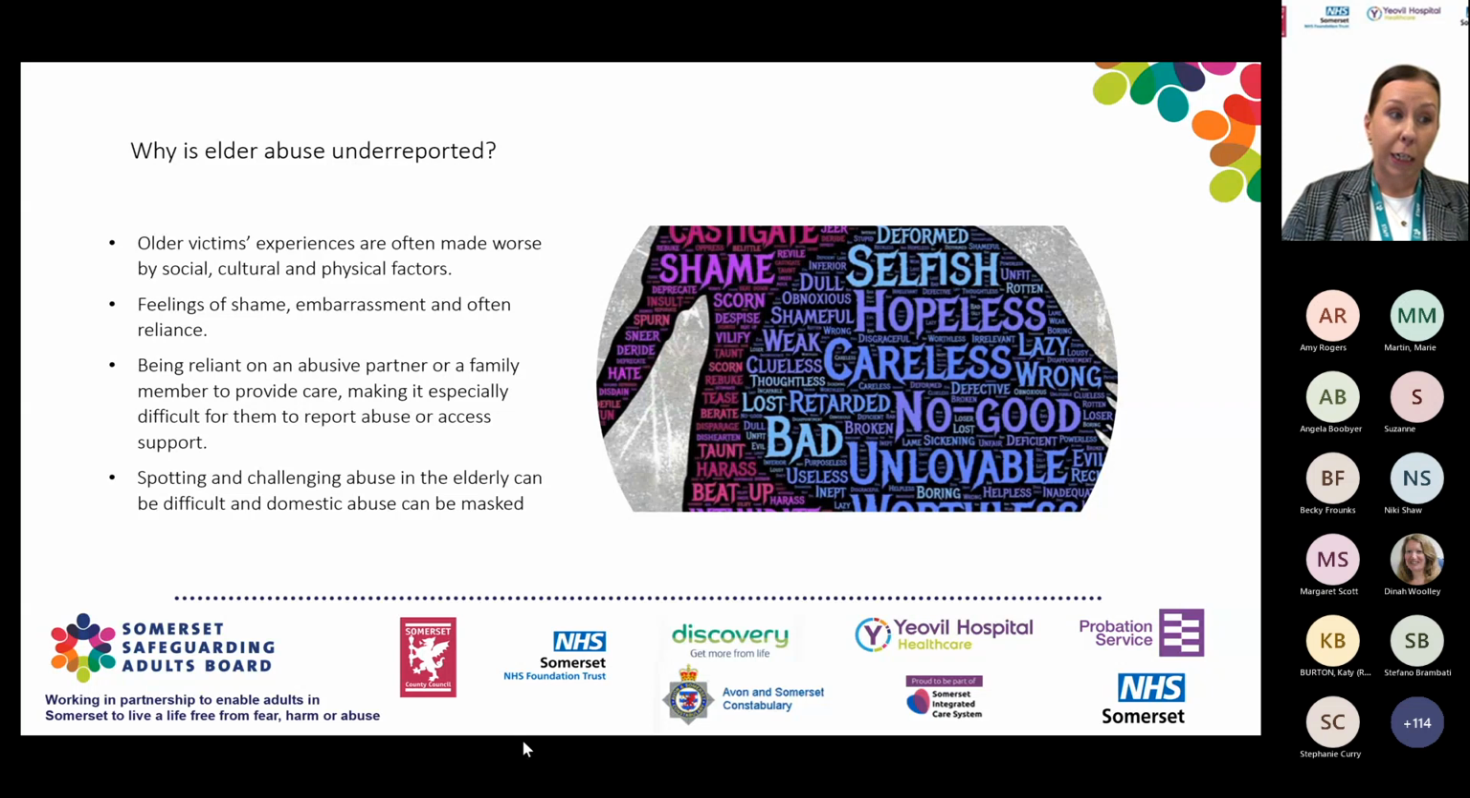However, spotting and challenging abuse in the elderly can be difficult. Abuse can be masked, it could be misinterpreted. People and professionals could see presenting issues as being an age-related condition. So bruising could be linked to medication or an ailment, when instead it's physical abuse. Depression and confusion could be a sign of psychological, emotional abuse or coercive control. Abuse can also be confused with carer fatigue.